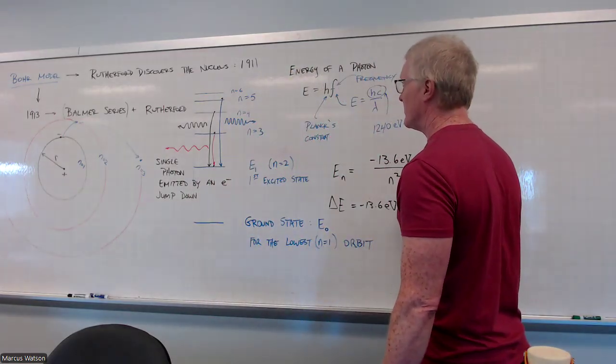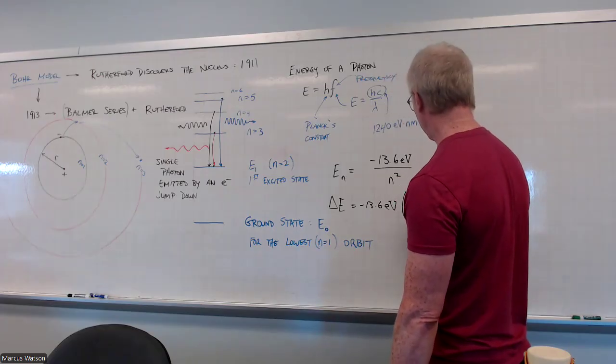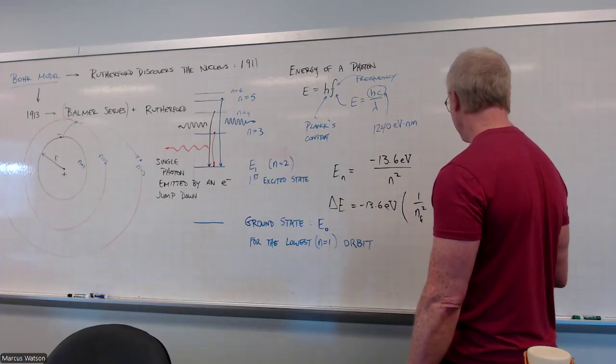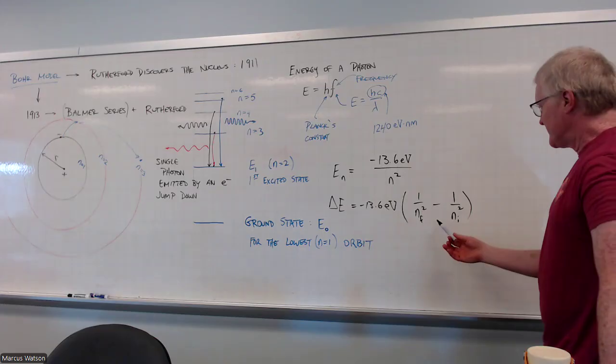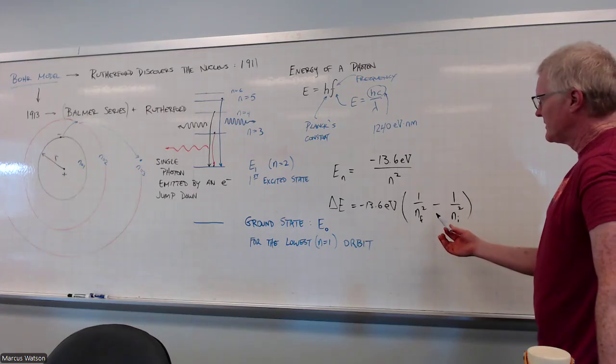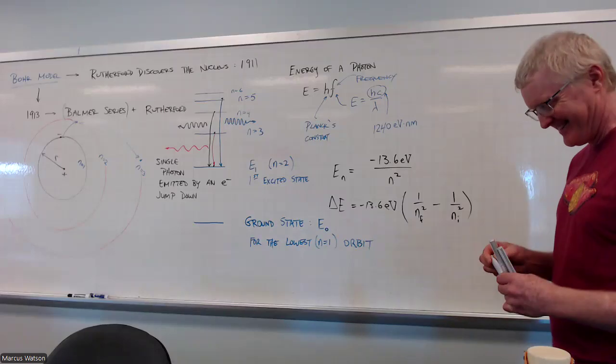So if it's a jump down, what do I need? I'm going to get the sign wrong. I always get the sign wrong. There's a difference here. If it jumps down, this gives you a positive number. Yeah, that's okay. Oh, I did get it right. Your first time.